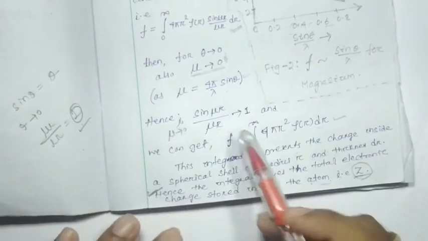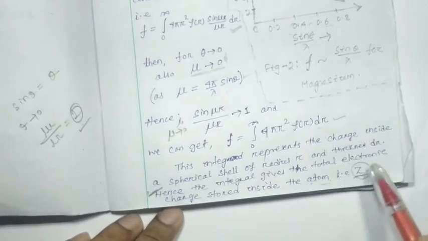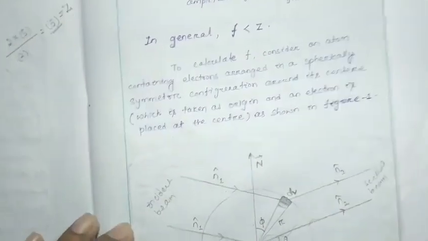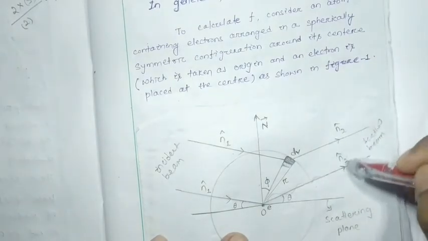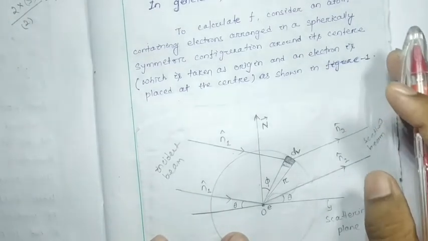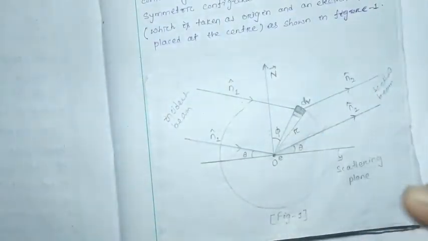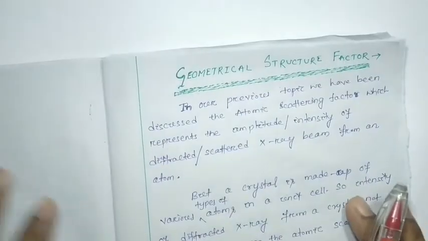With an example, when we validate the general expression of the atomic scattering factor, we found that the atomic scattering factor is nothing but the charge stored inside the atom, which is approximately equal to the electronic charge, or the atomic number. Hence we can conclude that the atomic scattering factor, or amplitude of these scattered waves after constructive interference, depends directly upon the number of electrons present in the atom. Now, this will be useful whenever we discuss the geometrical structure factor.